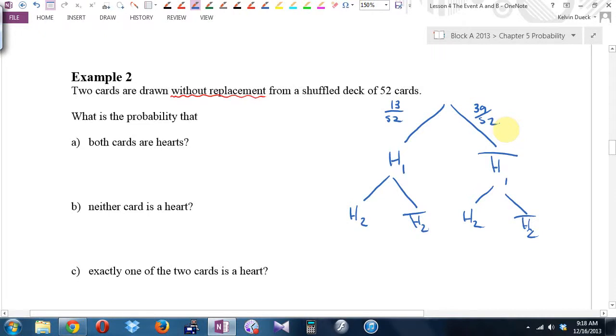Now, let's do the left-hand branch. In the left-hand branch, you got a heart. How many hearts are now left in the deck? 12 out of? Oh, 51, Mr. Dueck. How many non-hearts are left in the deck if you picked a heart the first time, or given that you picked a heart the first time? 39 out of 51.